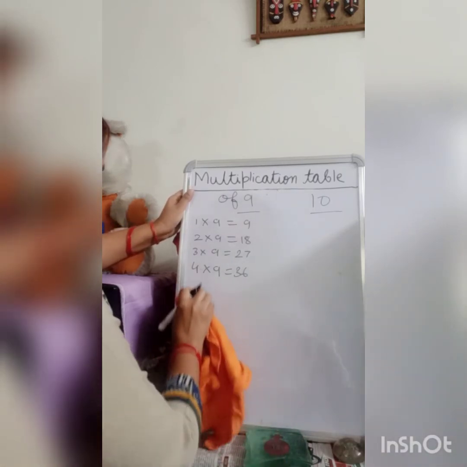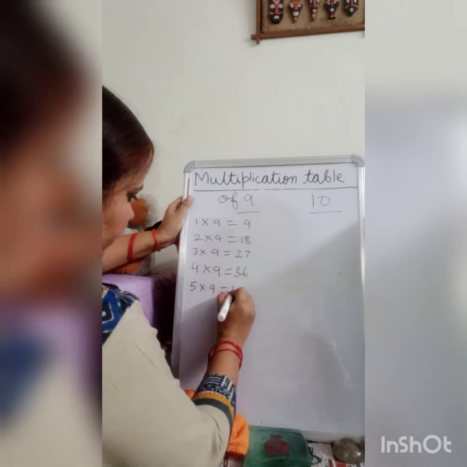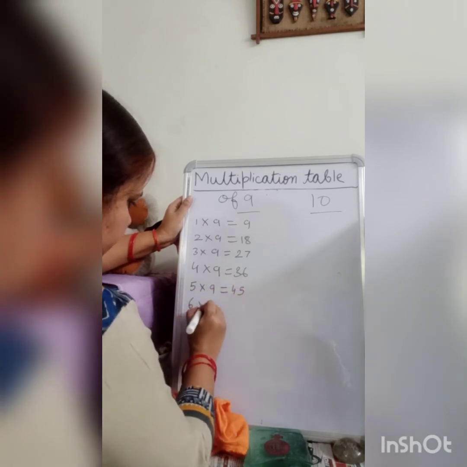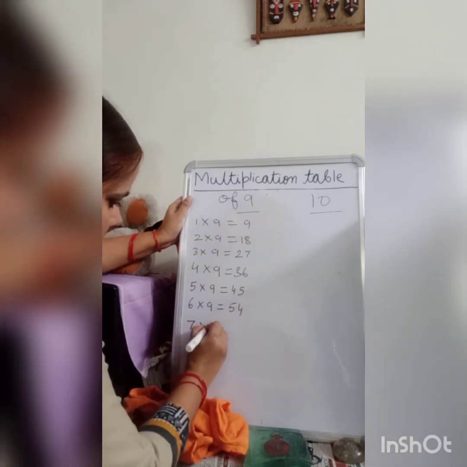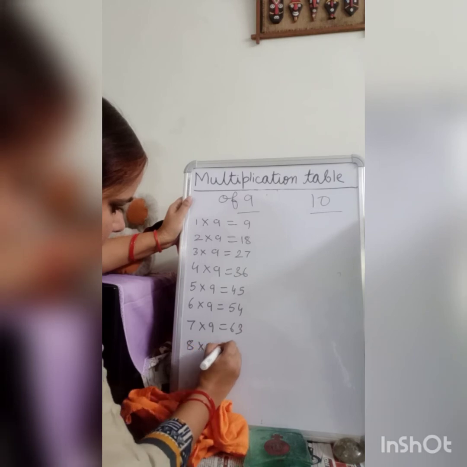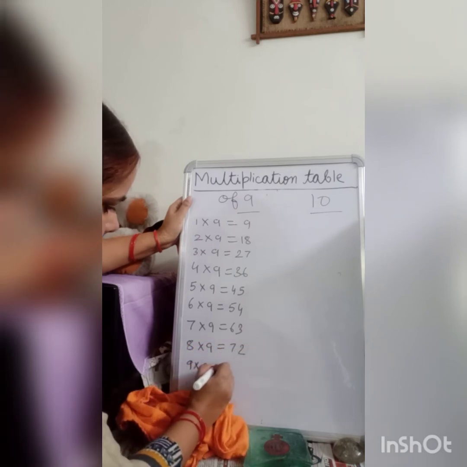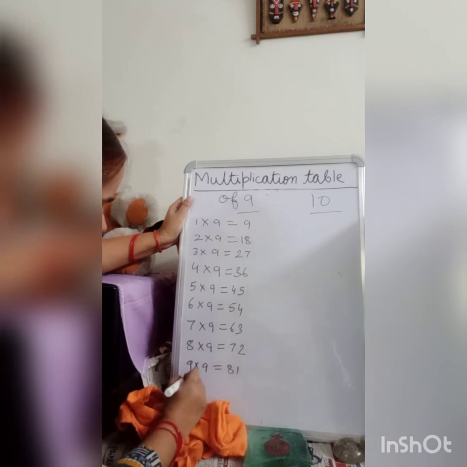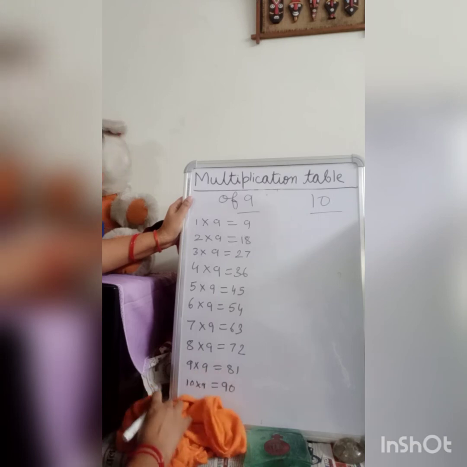5 times 9 is equal to 45. 6 times 9 is equal to 54. 7 times 9 is equal to 63. 8 times 9 is equal to 72. And 9 times 9 is equal to 81, and 10 times 9 is equal to 90.